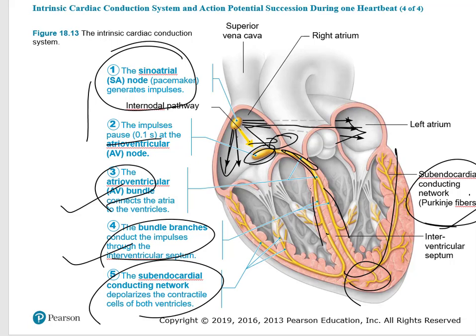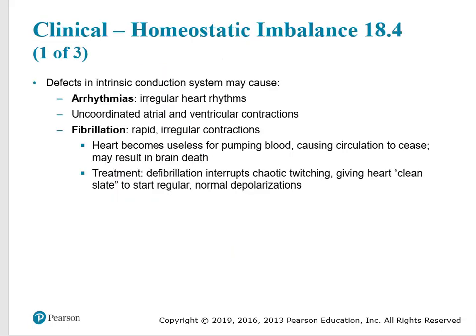Sometimes what happens is the SA node does not function, the AV node takes over, and you have 60 beats per minute of the heart. We'll look into it later on, which is what causes arrhythmias, right? Irregular heart rhythms are what we call arrhythmia. The atrium and ventricle have uncoordinated contractions. That is what happens when you have arrhythmias.